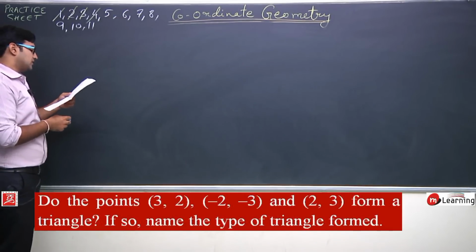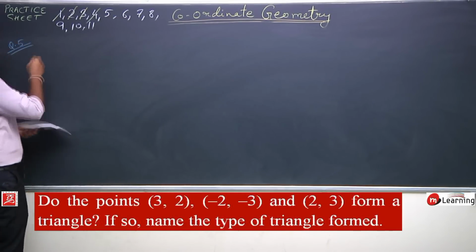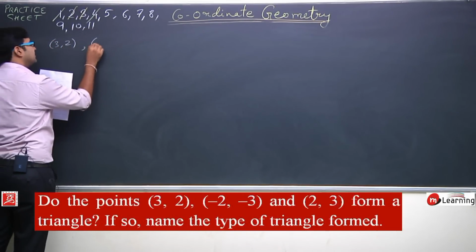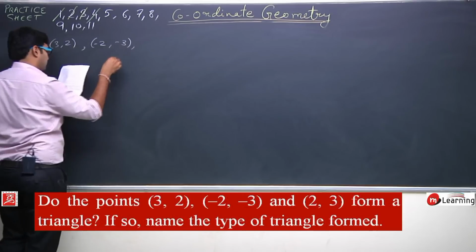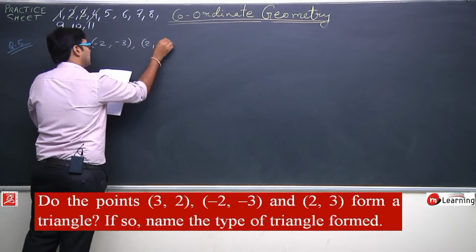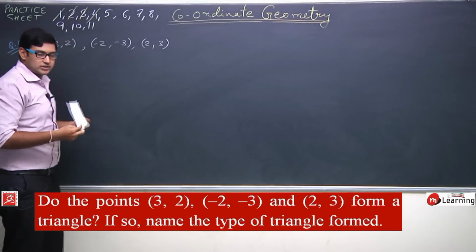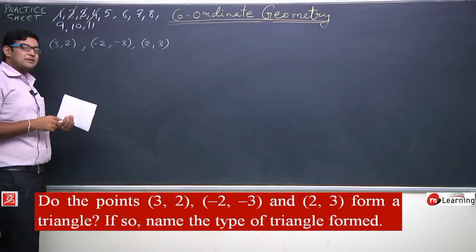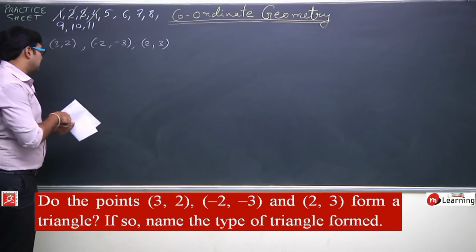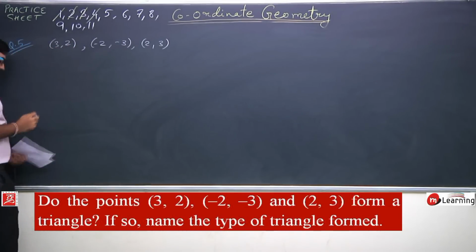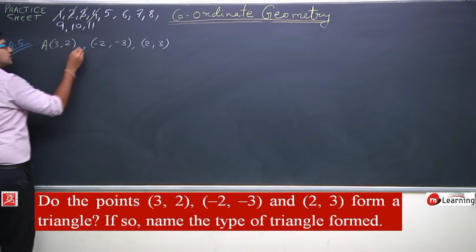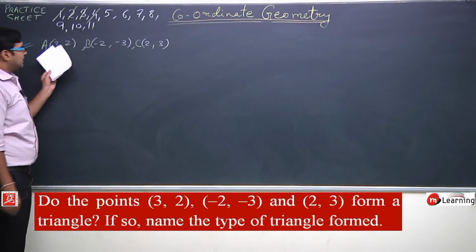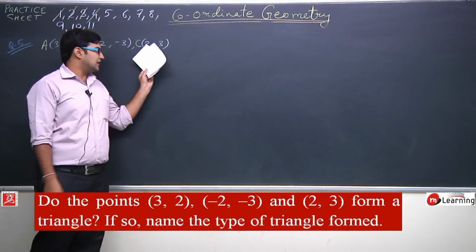We are given 3 points. It is (3, 2), then (-2, -3), then (2, 3). So these are the 3 points. Now let us assign these 3 points as A, B and C. हम मान लेते हैं कि this (3, 2) is point A, this is point B and this is point C. हम ऐसा मान लेते हैं कि A is (3, 2), B is (-2, -3) and C is (2, 3).